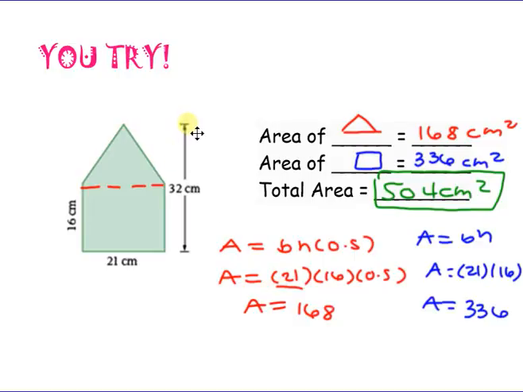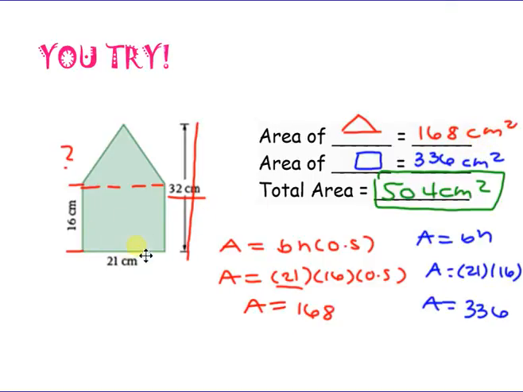The height of the rectangle, we didn't really know. Well, the height of the entire shape is 32. The height of this right here is 16. So we needed to find the height of the triangle. 32 minus 16 is 16. So the height of the triangle was 16 times 0.5. So that gave me an area of 168 centimeters squared.